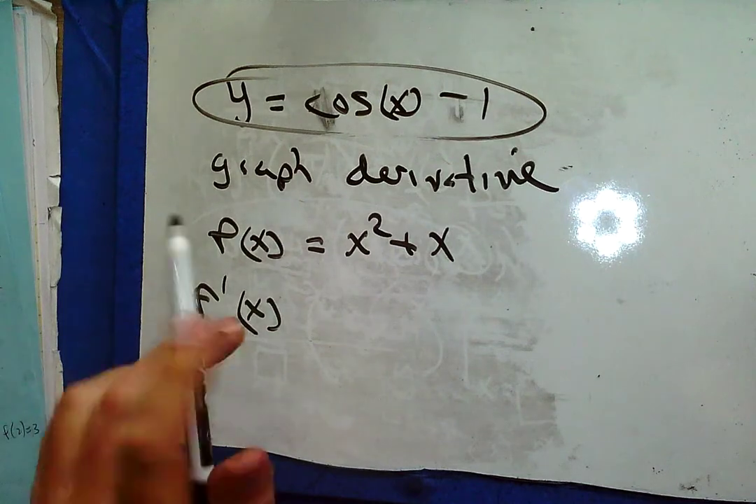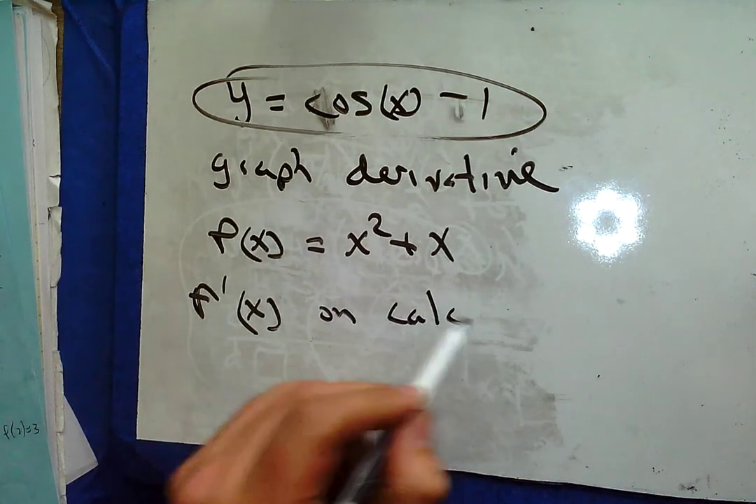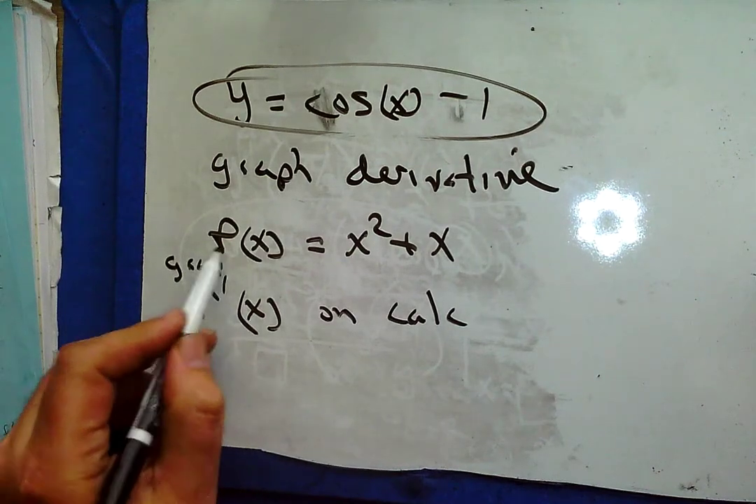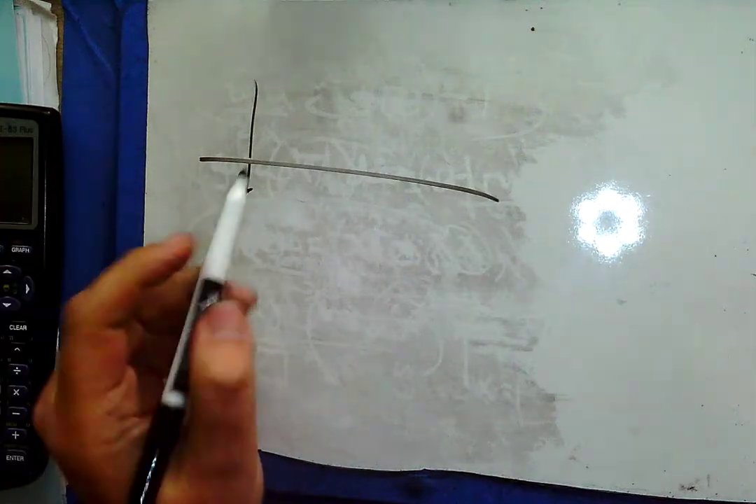So, one, you should be able to graph f prime on the calculator. That's definitely a must for the AP exam. Okay, now what else do we know? Well, we now have the ability to think about sketching derivatives by hand. So let's take a look.